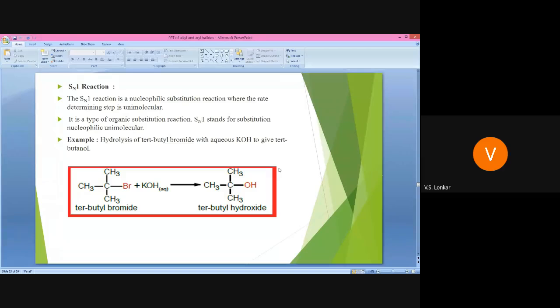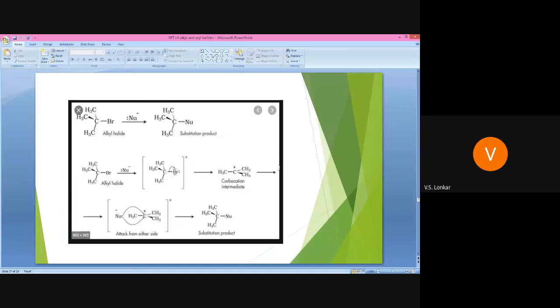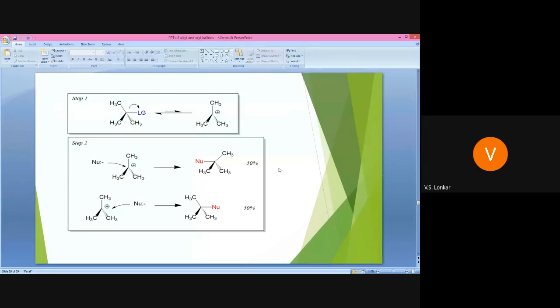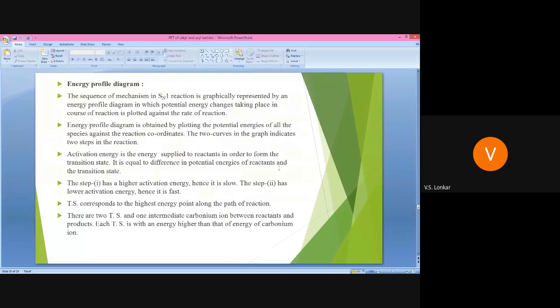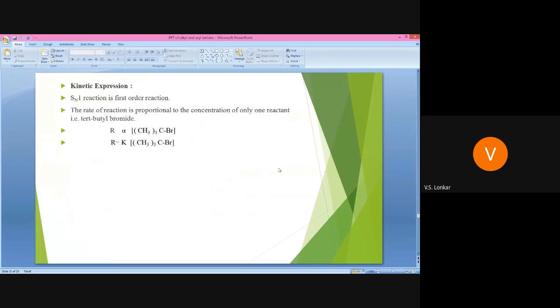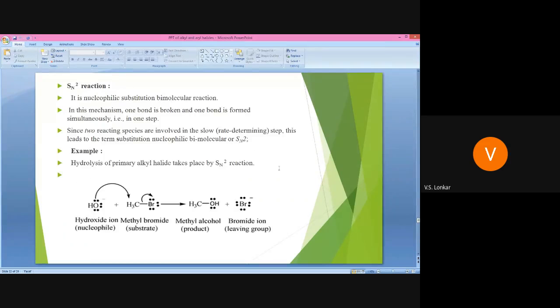In your syllabus, the point is nucleophilic substitution, unimolecular and bimolecular reaction with energy profile diagram. Whenever we explain the SN1 and SN2 reactions, the energy profile diagram is very important. First, what is the SN1 reaction, then an example, then the reaction mechanism, then the energy profile diagram, and we also have to draw it, otherwise we cannot explain it. Next is the kinetic expression, and last the SN2 reaction.